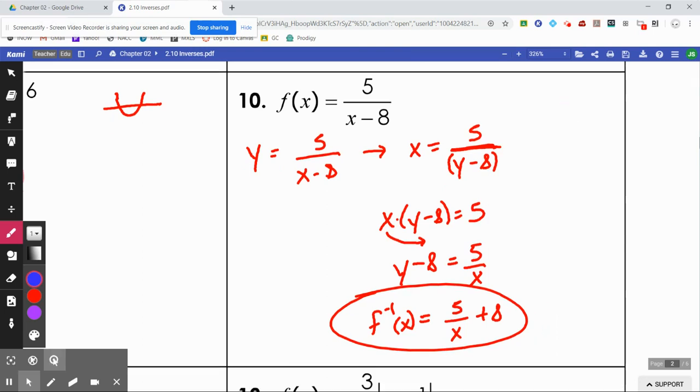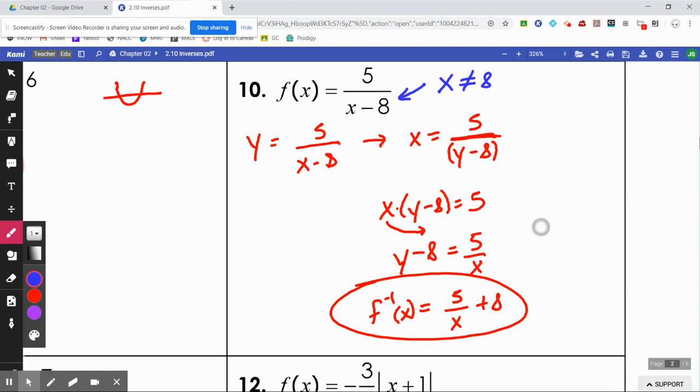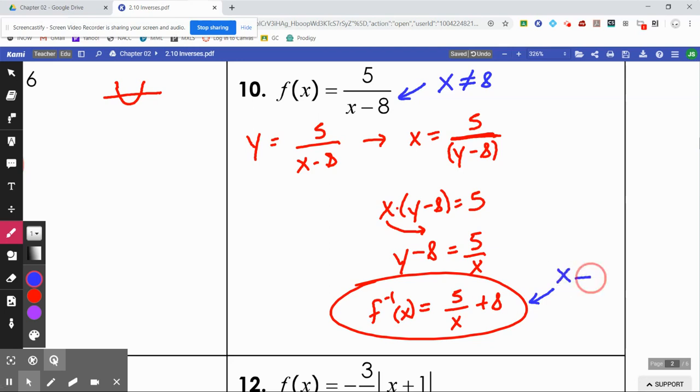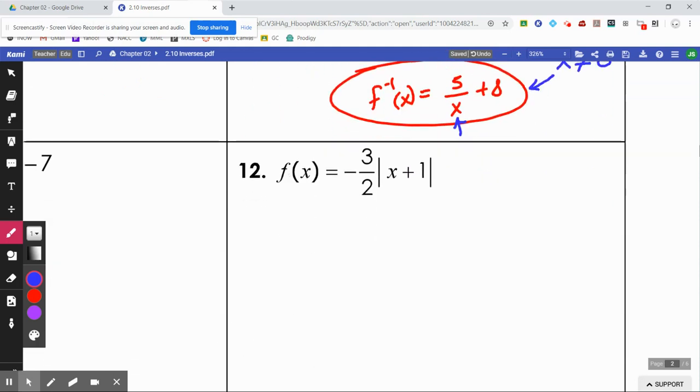Now let's look at something that I didn't mention to begin with, but let's look at some domain restrictions. In our original function, x could not be 8, which means look at your final function. Let's see if there's any domain restrictions there, and there are some. The x value here could never be 0 because you cannot divide by 0. Okay. Number 11.